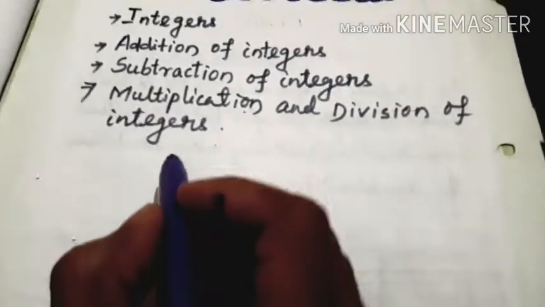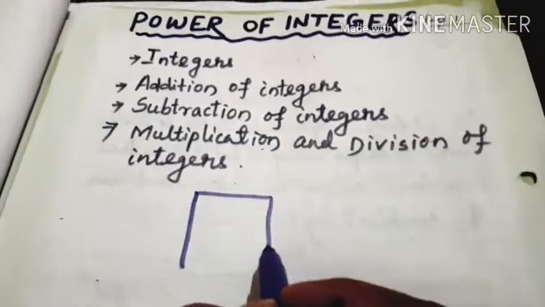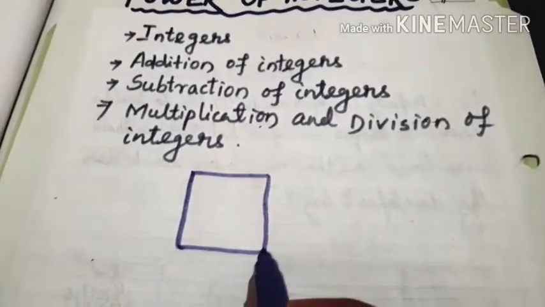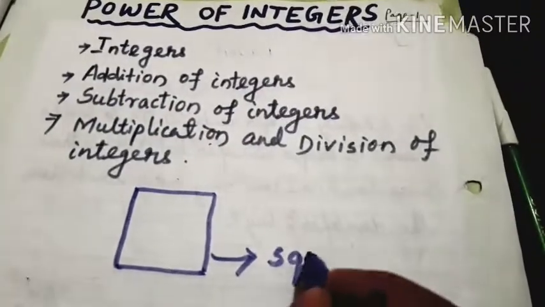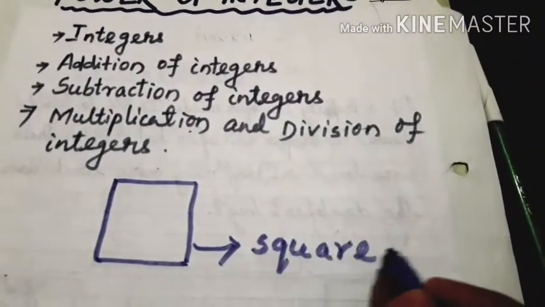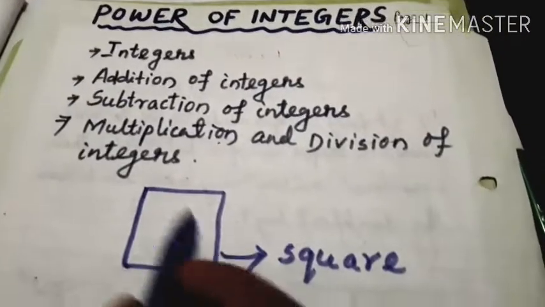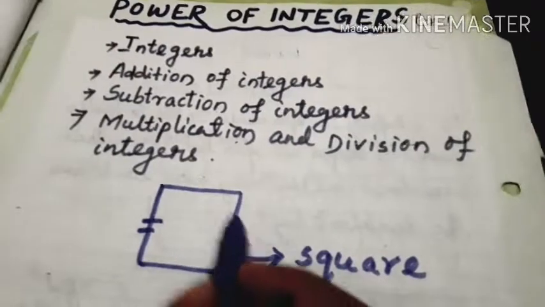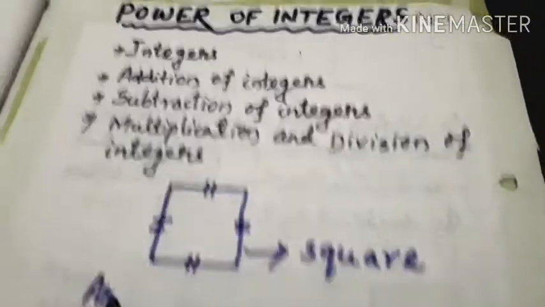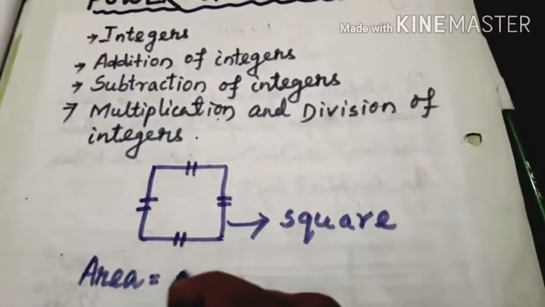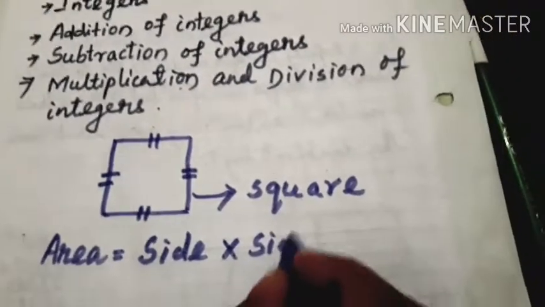Now see, I have drawn one figure. What type of figure is this? It is a square. In geometry, this shape is a square. Then what is its area? Square means all four sides are the same. Then what is its area? Area is equal to side into side.